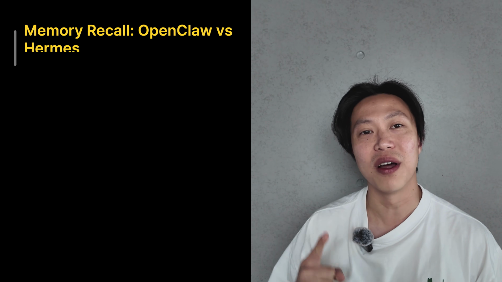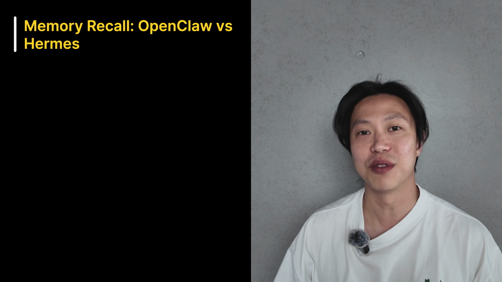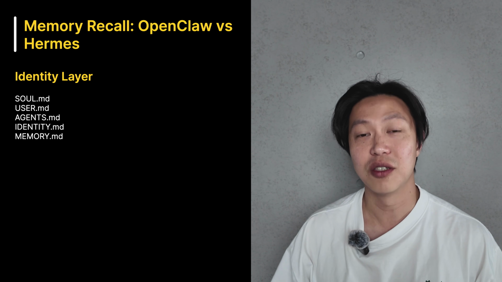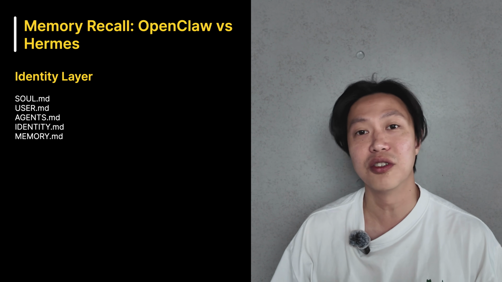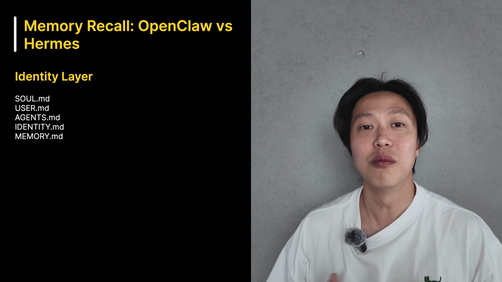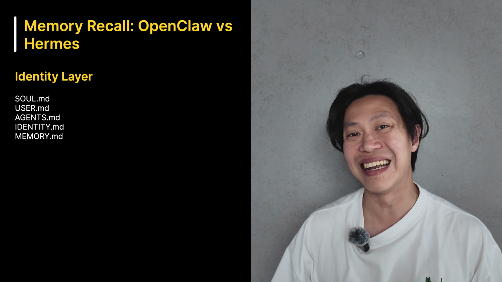Now both Openclaw and Hermes run with the same architecture, but they differ on two main things. Number one, both Openclaw and Hermes retain persistent memory in markdown format. So you've got the usual soul.md, user.md, and agents.md, which are all just markdown files that form an identity layer.